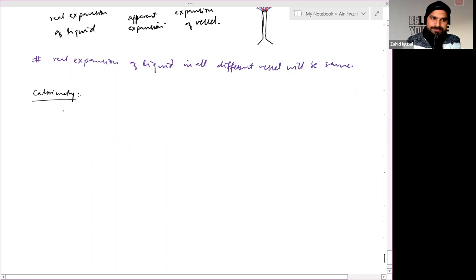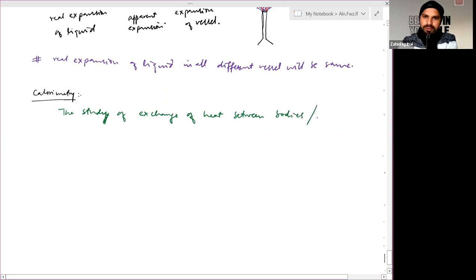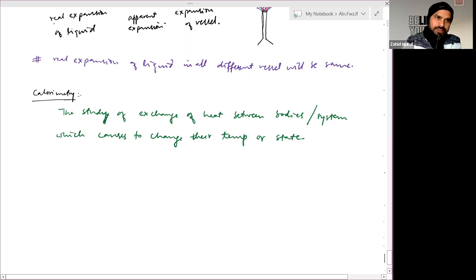So calorimetry is the study of exchange of heat between bodies or systems which causes a change in their temperature or state, and that is called calorimetry.